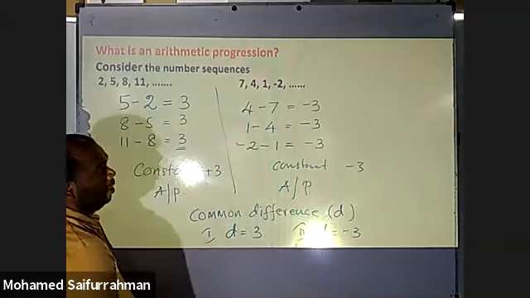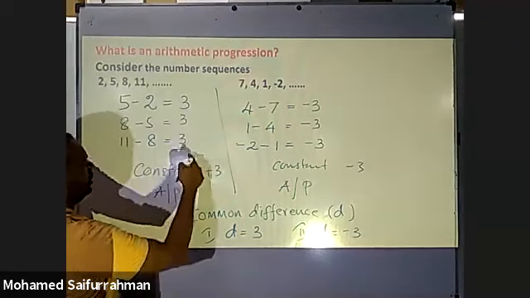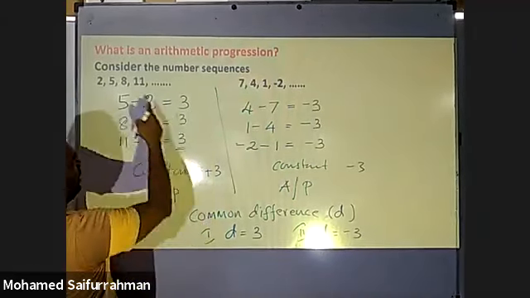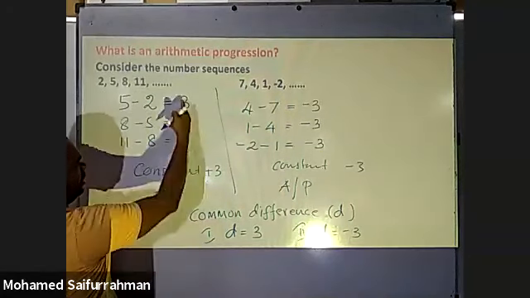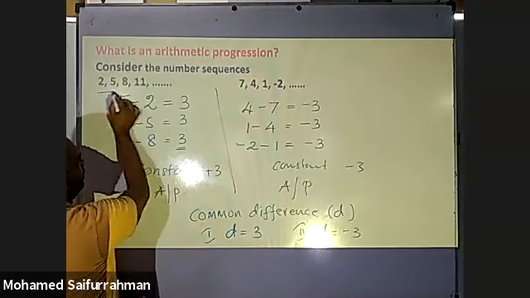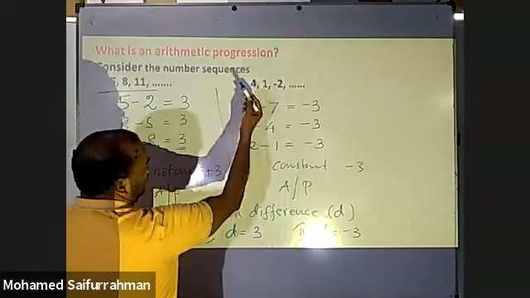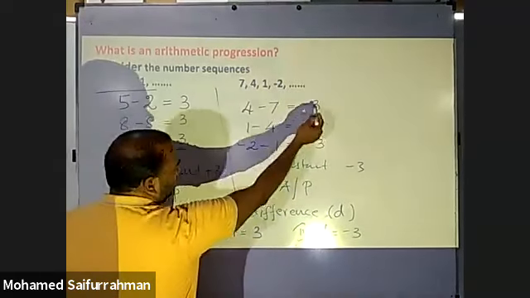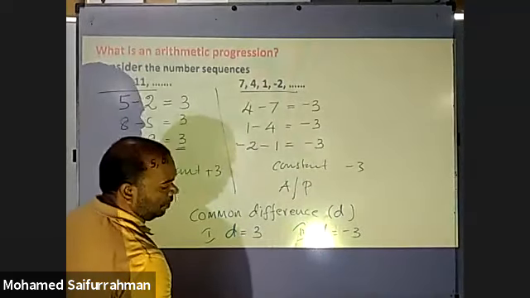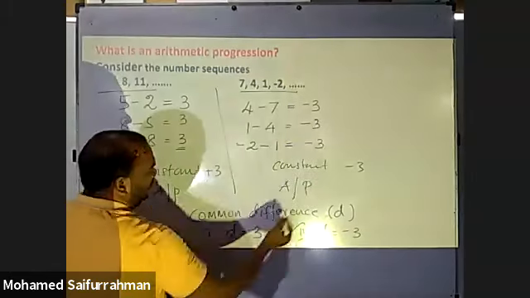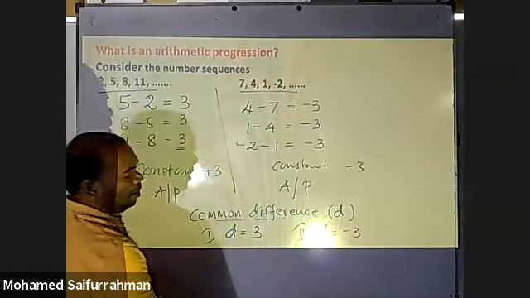Once again, what is an arithmetic progression? A progression that gives you a constant value when any term is subtracted by the preceding term. If the value is constant, such a number sequence is called an arithmetic progression, where the difference is known as the common difference and it is given by D.